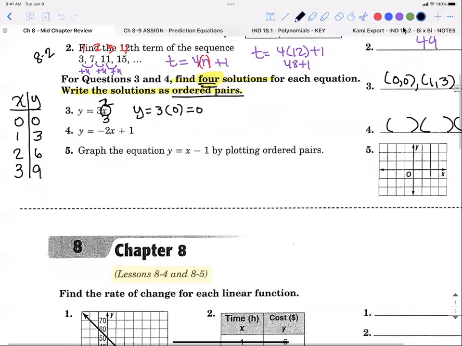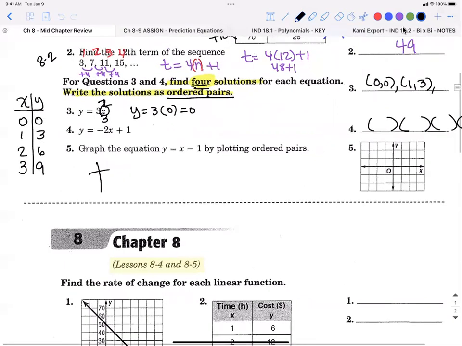Same thing for number 5. Does it tell you you have to use 4? So I wouldn't use 4. I'd only use 2 or 3. Okay. Do your T-chart, pick a couple X's that work well with your graph. I would have probably picked -1, 0, 1. Run them through your equation.